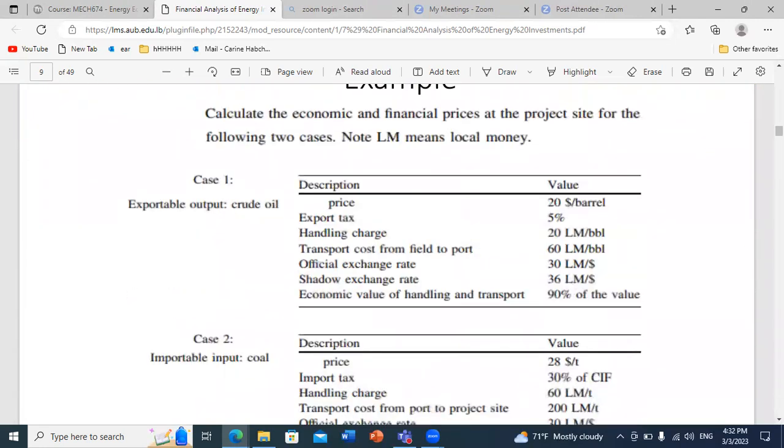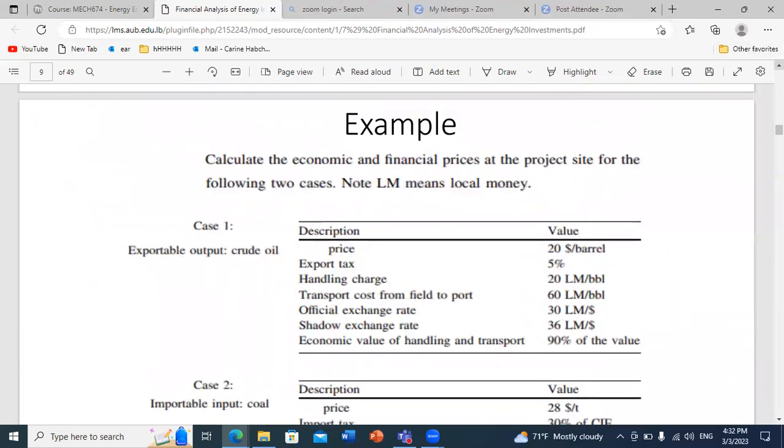Now, let us take a small example in order to see the difference between economic and financial prices for a certain project. For example, here we want to calculate the economic and financial prices at the project site for the following two cases. We will compare the case of exporting and importing a certain product. If you consider first, for example, case one.